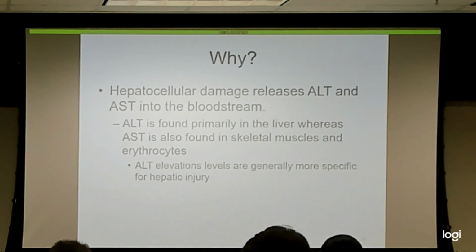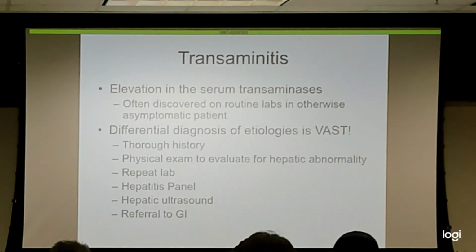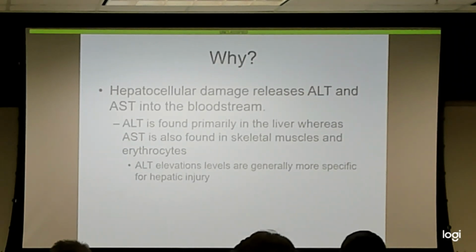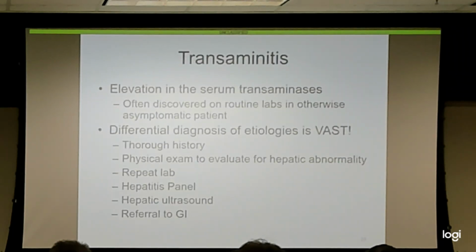All right, so ALT is found primarily in the liver, whereas AST is found in skeletal muscles and erythrocytes. So your ALT elevations are more specific for hepatic injury. So if you see your ALT is not super elevated, but your AST is, it's probably not coming from the liver. Make sense? All right, so transaminitis. That's what we say if somebody's got elevated LFTs or elevated AST, ALT. We say transaminitis.